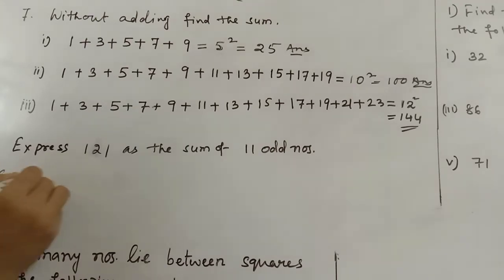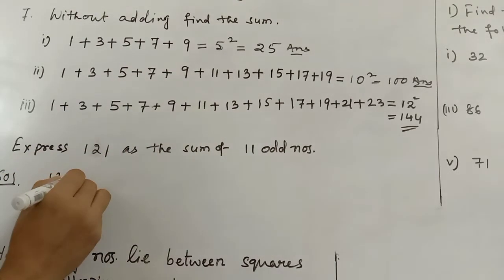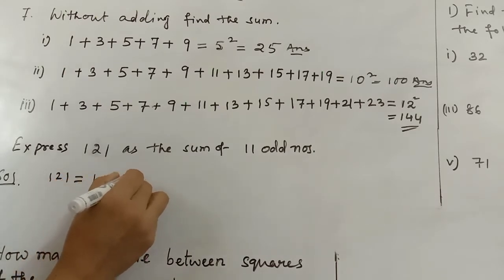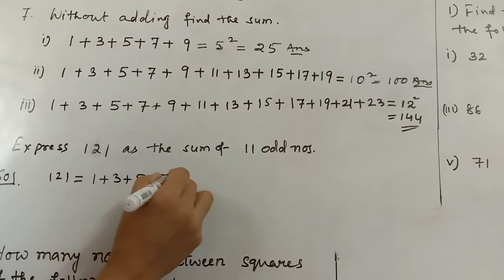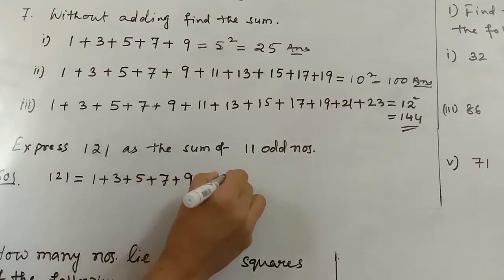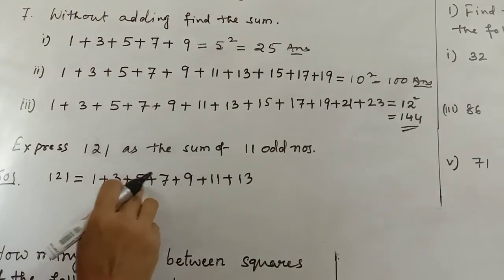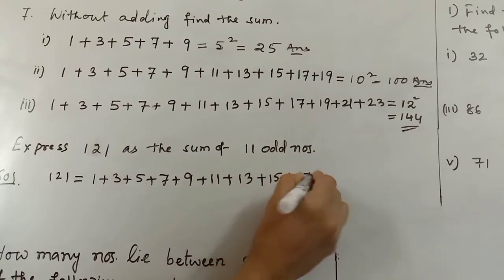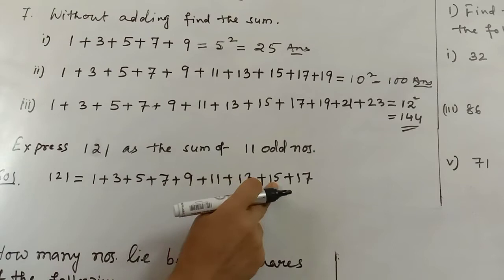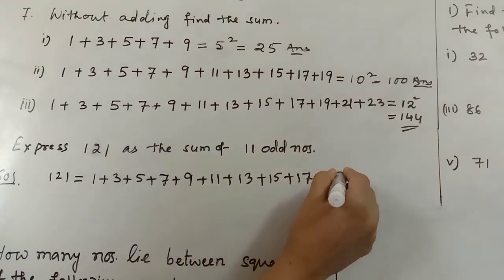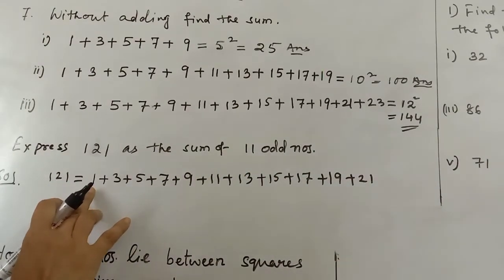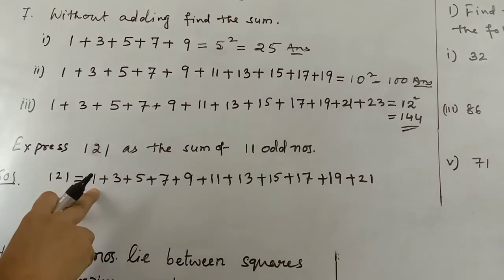Solution. 121 is just the opposite of this sum, and you need to write 11 consecutive odd numbers. 1 plus 3 plus 5 plus 7 plus 9 plus 11, 13, and so on, counting 1, 2, 3, 4, 5, 6, 7, 8, 9, 10, 11. 11 odd numbers. You can write 11 consecutive odd numbers.